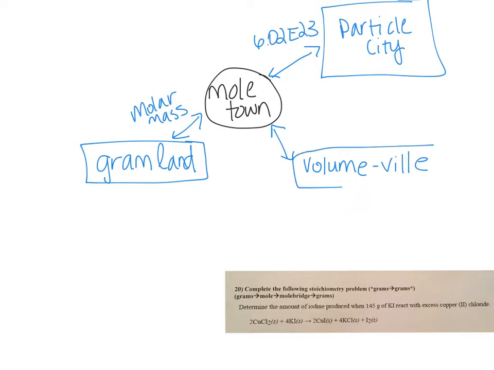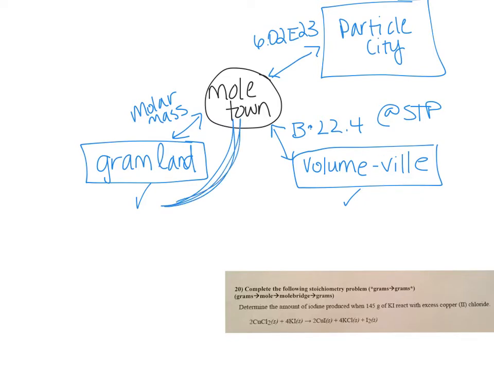And so for Volumeville, you have to write the 22.4, okay, which is at STP, all gases: 1 mole of any gas is 22.4 liters, okay? So you do have this whole thing. One special thing is that when you're usually doing stoichiometry, we're usually only dealing with either Gramland or Volumeville, okay? But more importantly, the basic one is usually between mole town and Gramland, okay?